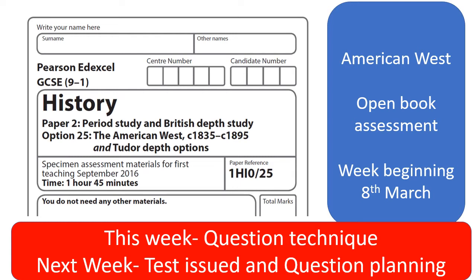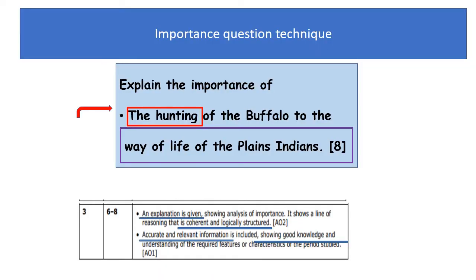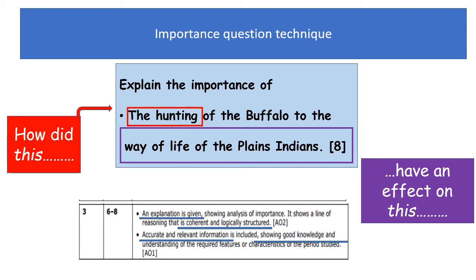Okay, on to the next slide. This lesson we're going to focus on the importance question, and we're going to look at question technique. So remember, this question will always ask you to explain the importance of something. In this example, we've got explain the importance of the hunting of the buffalo to the way of life of the Plains Indians. In effect, the examiner is asking you to explain how did the hunting of the buffalo have an effect on the way of life of the Plains Indians?